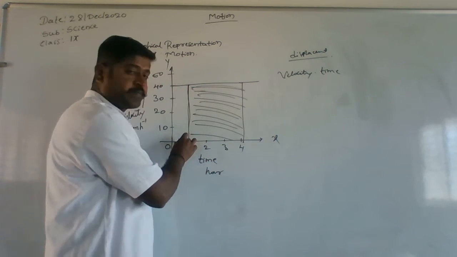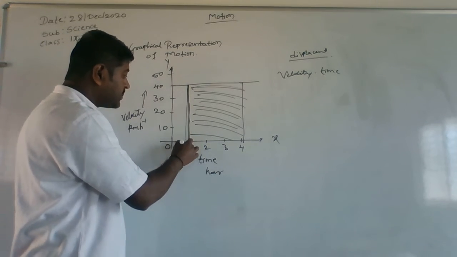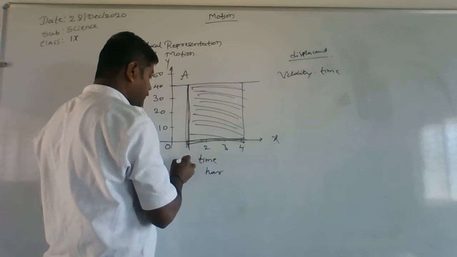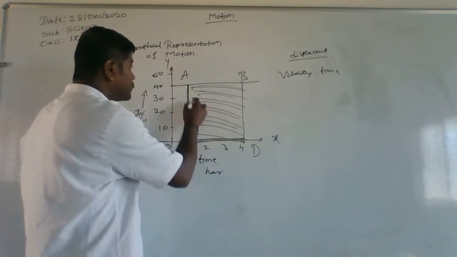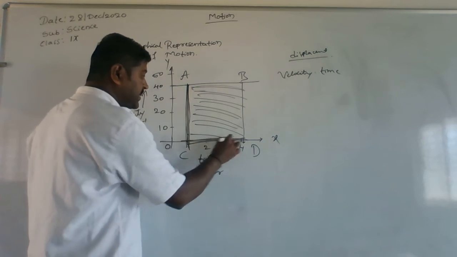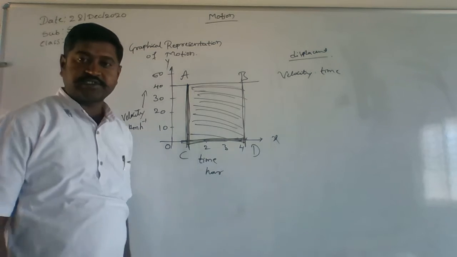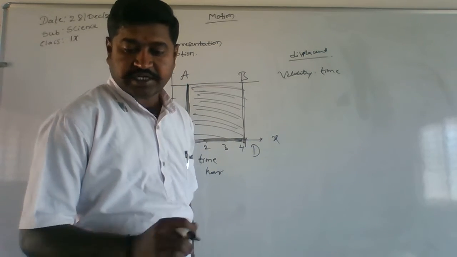Distance is this one, then time is this one, A C D. So AC into CD or BD into DC, if you do that, what do you get? You get displacement. You can check that, right?